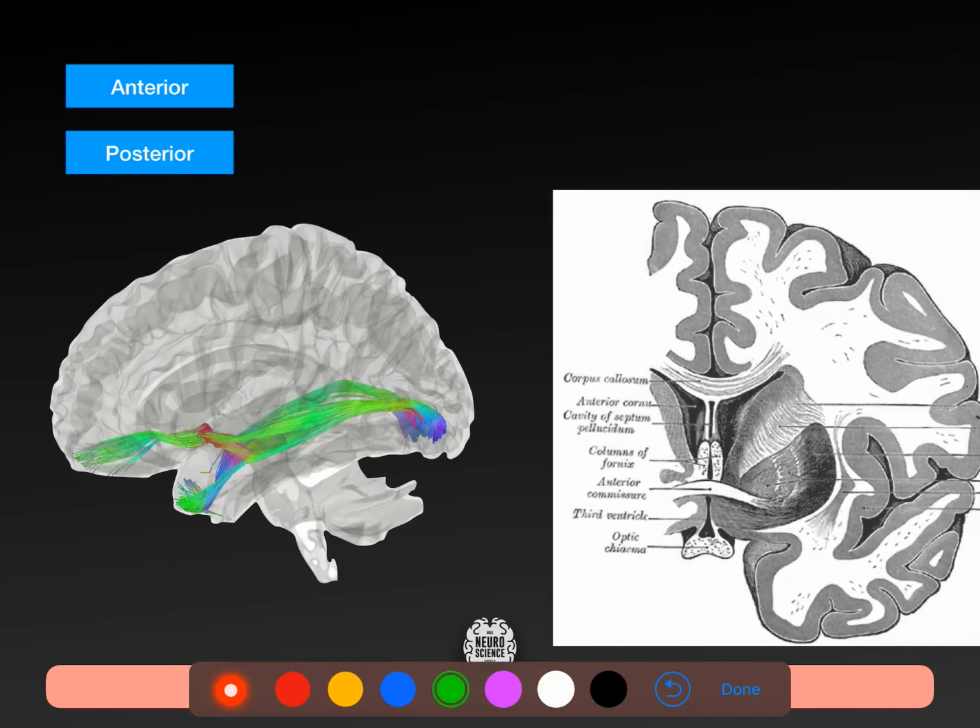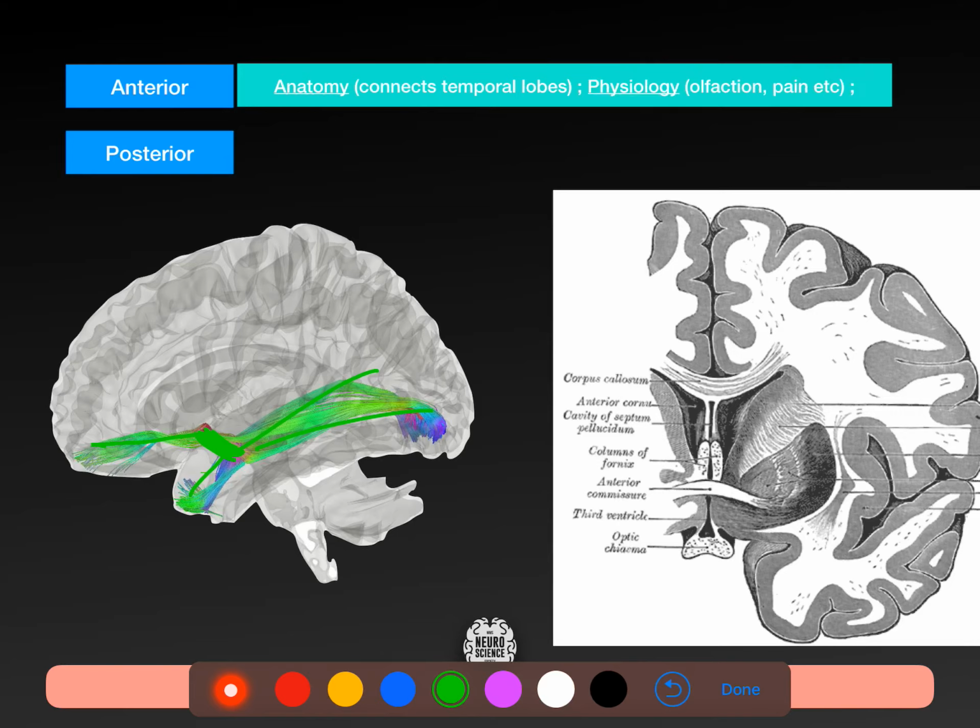Okay, and here's basically what they look like. So here's the anterior commissure connecting there and then going up and down. So it connects to a whole set of things. So it connects to the temporal lobes, and its physiology is involved in olfaction, pain, etc.